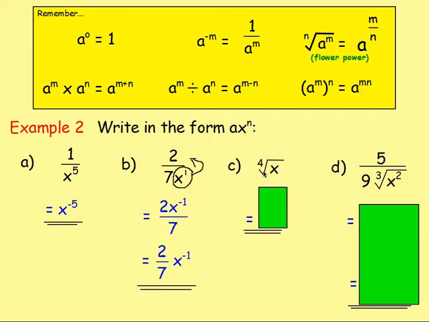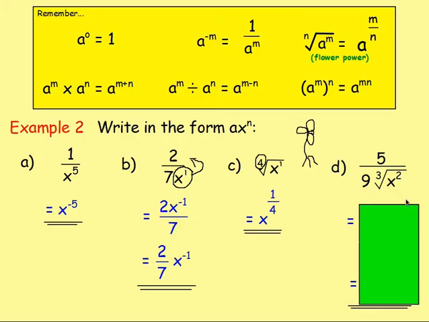With C, we've got the fourth root of x. For this, you may wish to think about your flower power. And for this, you can see the root here. It's the fourth root. And if you think about a flower, what's on the bottom of your flower? Well, you've got the roots. So you know on the bottom, you're going to have a 4. And really, that there is x to the power of 1. That's the power, rhymes with flower. So that is going to be x to the power of 1 over 4. Again, fourth root. That's going to go on the bottom. Power of 1, power goes on the top, just like the flower.